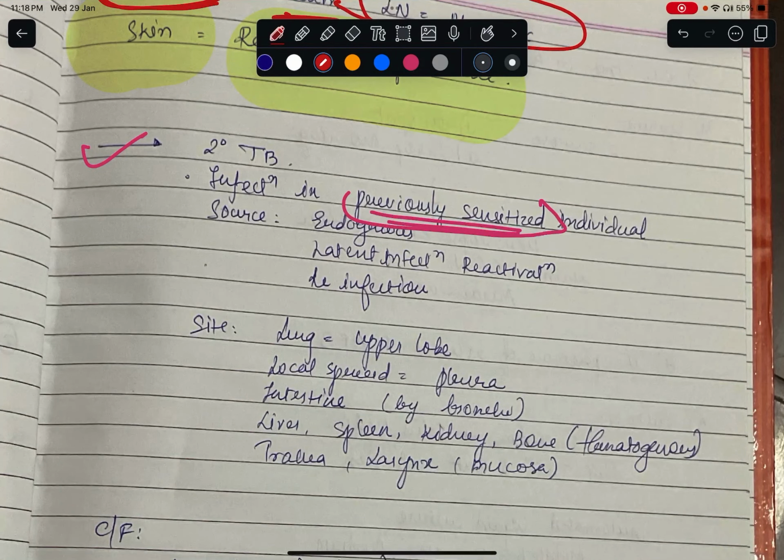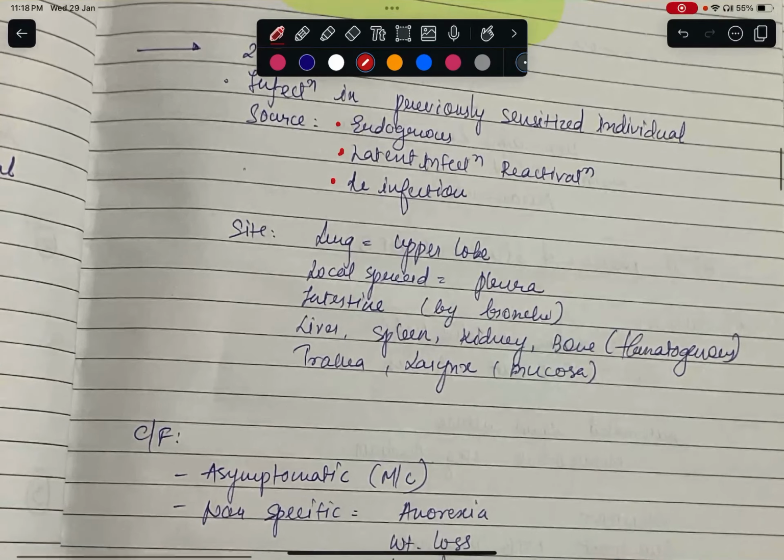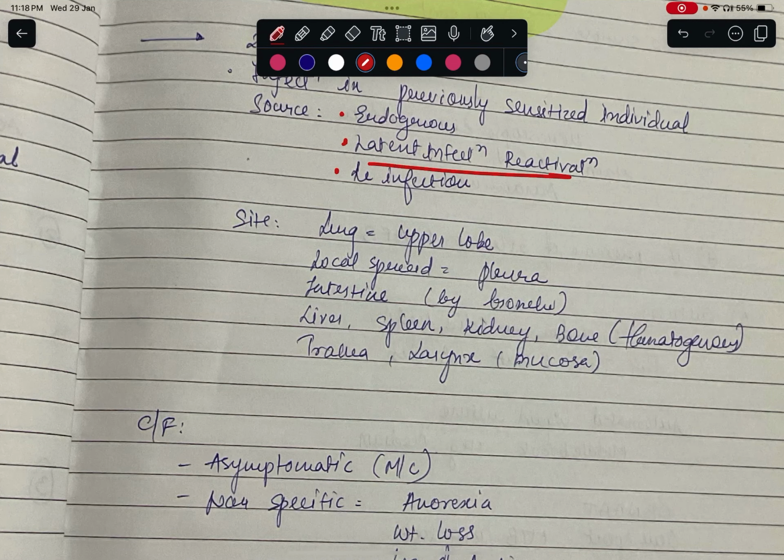Secondary TB occurs in a previously sensitized individual. What could be the source for secondary TB? Its source is endogenous, that is present within the body: latent infection, reactivation. Or reinfection, which means exogenous again.